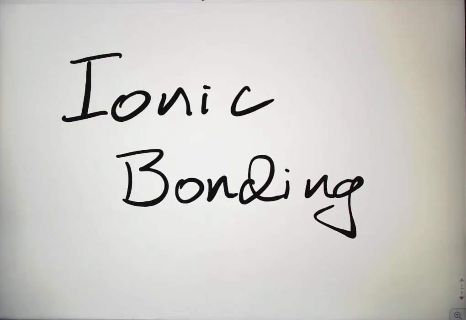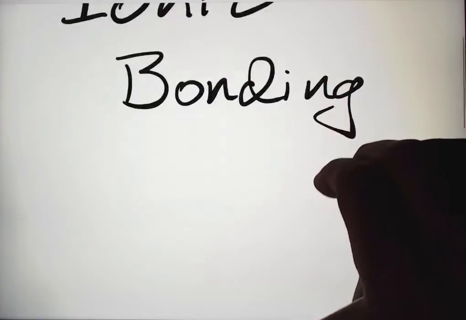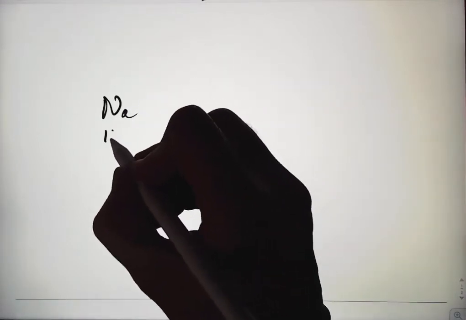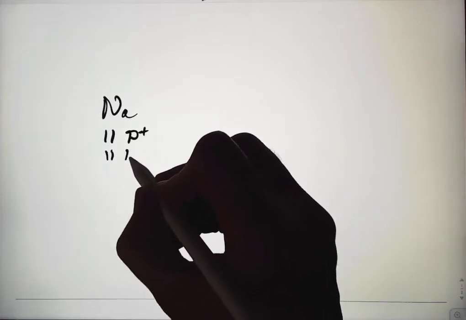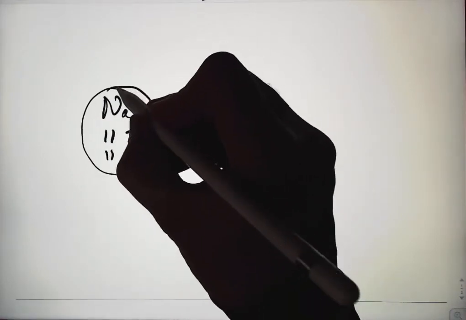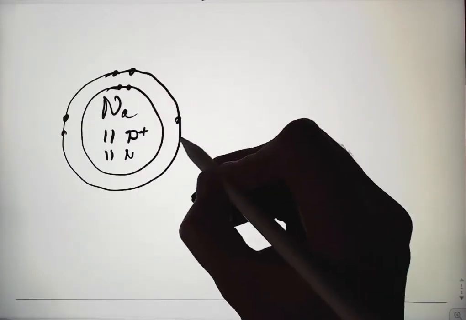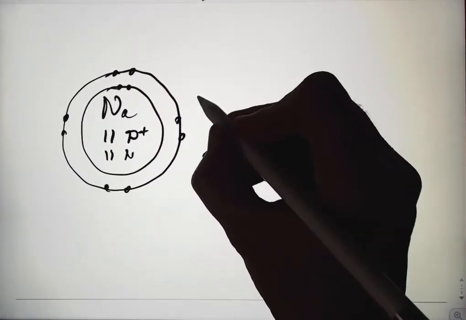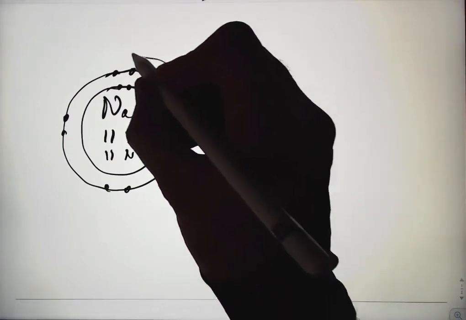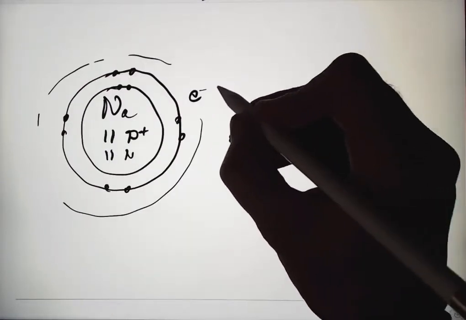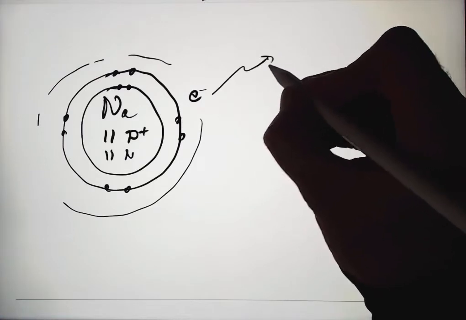An ionic bond is a strong charge interaction in which one atom has accepted one or more electrons and therefore is negatively charged, and another atom has lost electrons and is therefore positively charged. For example, sodium, which has 11 protons and 11 neutrons, has a filled 1s shell, filled 2s and 2p orbitals, and then has one extra electron in the outermost shell. And that electron is very easily lost.